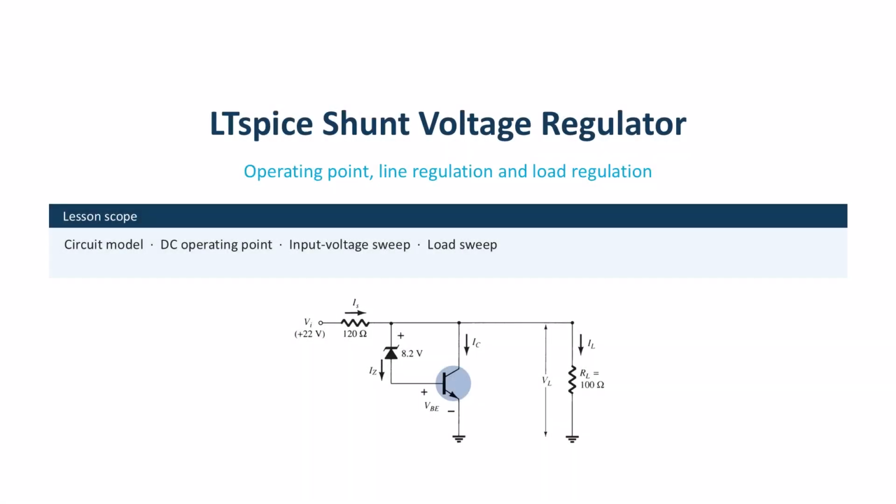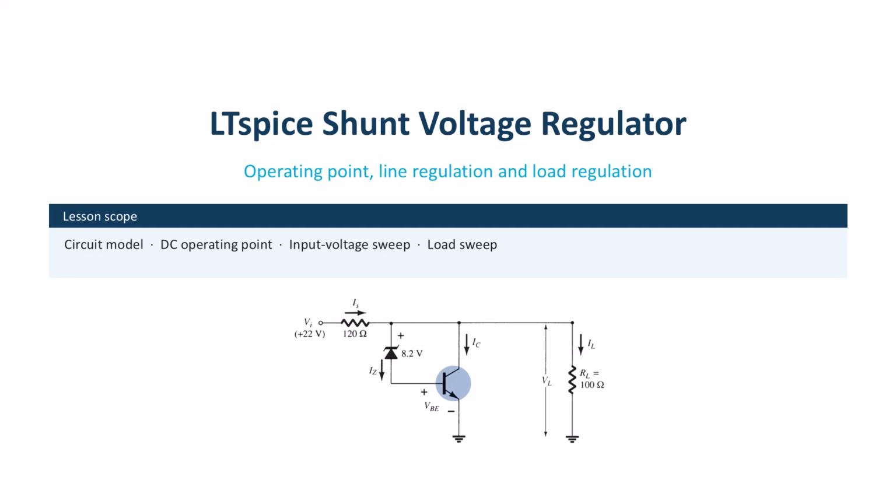This lesson uses an LTspice simulation to examine a transistor shunt voltage regulator. We shall first establish the direct current operating point and compare it with the hand calculation. We shall then vary the input voltage to study line regulation and vary the load to study load regulation. The central idea is that the transistor absorbs or shunts the current not required by the load.